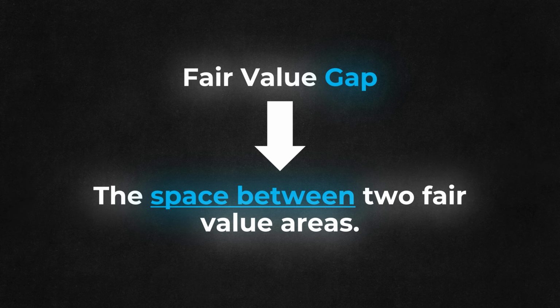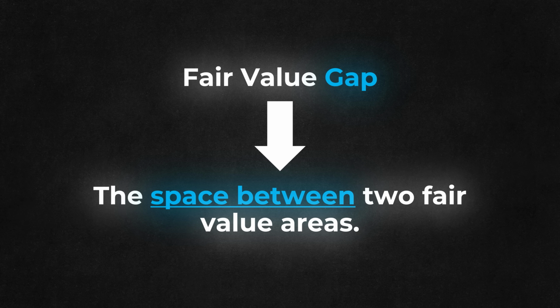The point is that this identification of fair and unfair value areas in price is an idea found in the auction market theory and in the market profile approach developed by Peter Steidlmeyer in the 80s. It has nothing to do with the algorithm that ICT traders keep talking about. There are a few problems with this fair value gap idea though.